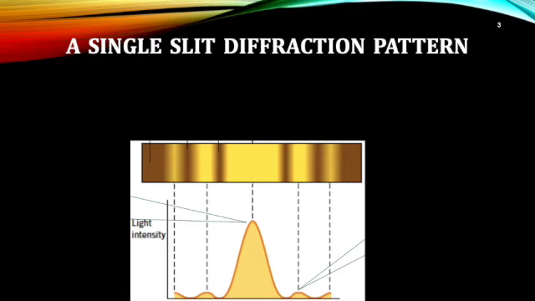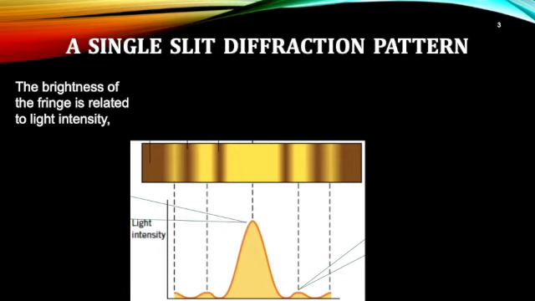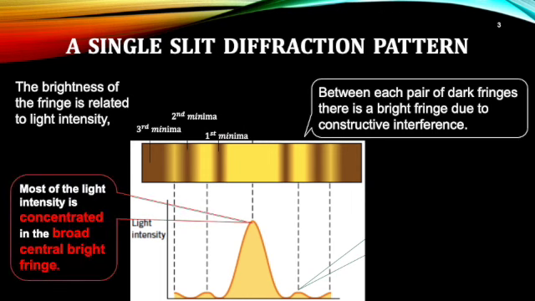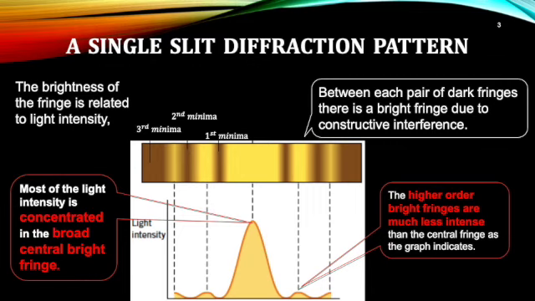This diagram shows a single slit diffraction pattern. The brightness of the fringe is related to the light intensity. At the center is the midpoint of the central bright fringe. We have the first minima, second minima, and third minima, which are dark fringes. Between each pair of dark fringes, there is a bright fringe due to constructive interference. Most of the light intensity is concentrated in the broad central bright fringe, and the higher order bright fringes are much less intense than the central fringe, as the graph indicates.